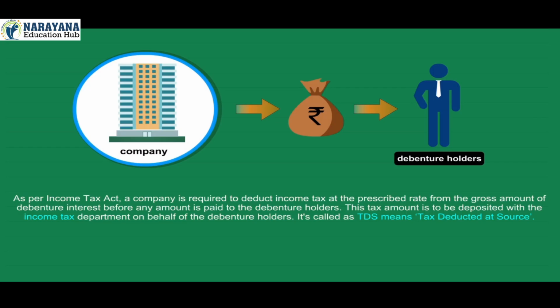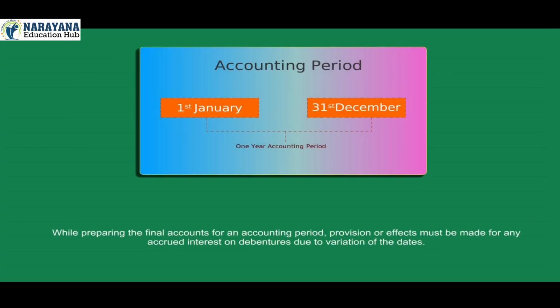As per Income Tax Act, a company is required to deduct income tax at the prescribed rate from the gross amount of debenture interest before any amount is paid to the debenture holders. This tax amount is to be deposited with the Income Tax Department on behalf of the debenture holders. It's called TDS, meaning tax deducted at source. While preparing the final accounts for an accounting period, provision or effects must be made for any accrued interest on debentures due to variation of the dates.